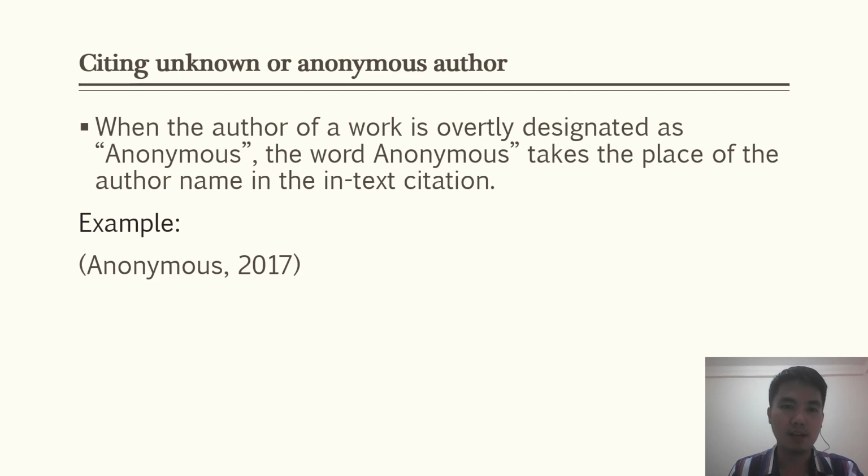However, if the author of the work is overtly designated as anonymous, talagang nakalagay doon, anonymous. Okay, it's overtly designated, pero nakalagay talaga na word anonymous. So the word anonymous takes the place of the name of the author in the in-text citation. So anong gagawin natin kapag yan ay in-text citation? You just place the word anonymous, comma, then 2017.